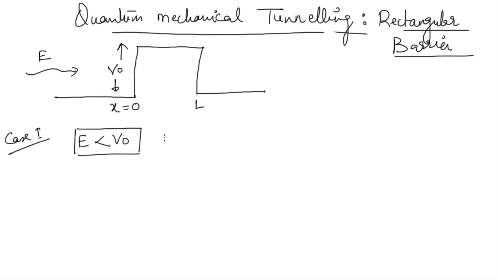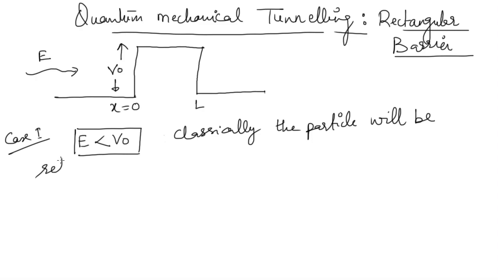Now again, classically, what do I expect? A particle striking with energy E less than the potential height will be reflected back because it has negative kinetic energy. So classically, the particle will be reflected back, due to negative kinetic energy.